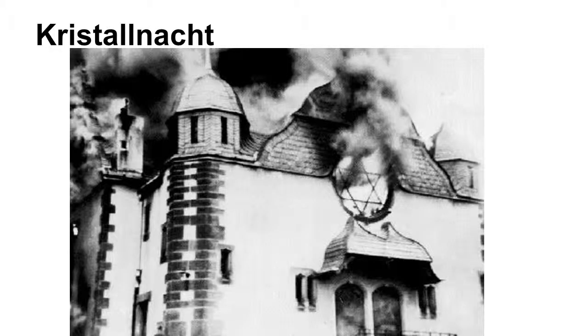Kristallnacht is really the first big event that we see in Germany that's foreshadowing what's going to come. Kristallnacht is German for the Night of Broken Glass. It occurs in 1938 after a German Jew assassinated a German diplomat. In response and retaliation to this act, thousands of synagogues and Jewish stores were vandalized and destroyed. Namely, windows are broken, but as you can see here, this is a synagogue which was burned to the ground. So Kristallnacht is really where this outrage towards Jews starts to manifest itself in Germany.